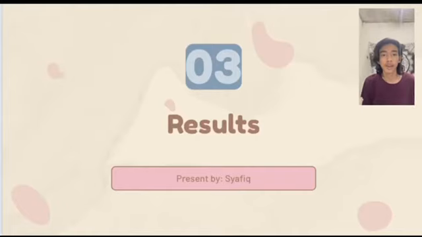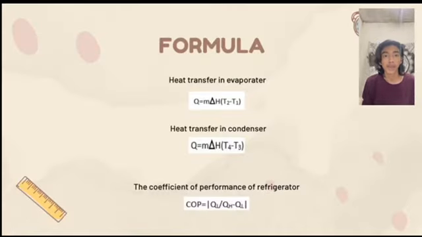Hello, I'm Shafi and I will discuss the results of this experiment. The formula that we use for heat transfer in the evaporator is Q equals m delta h, T2 minus T1.